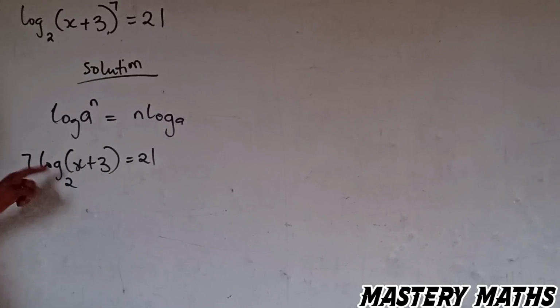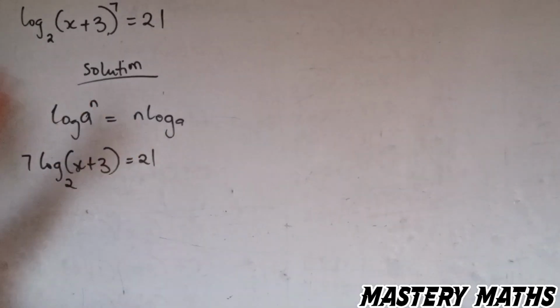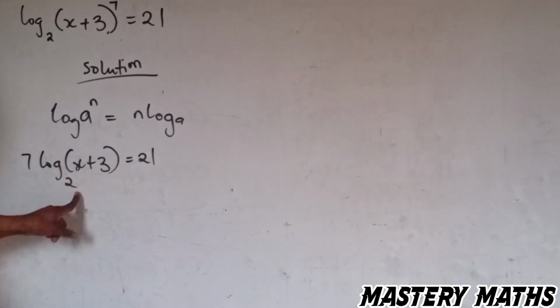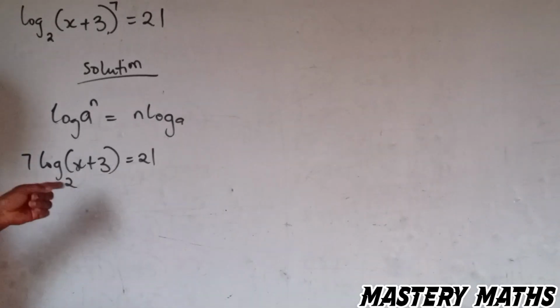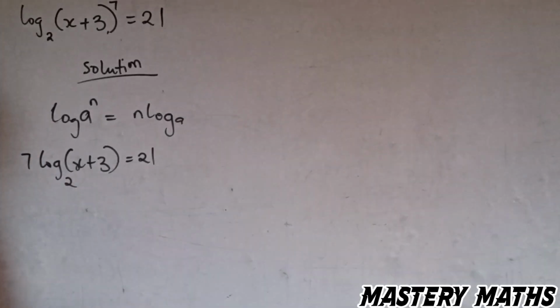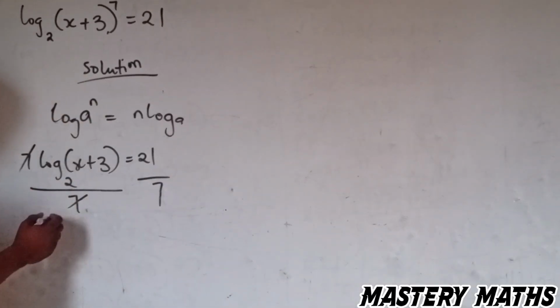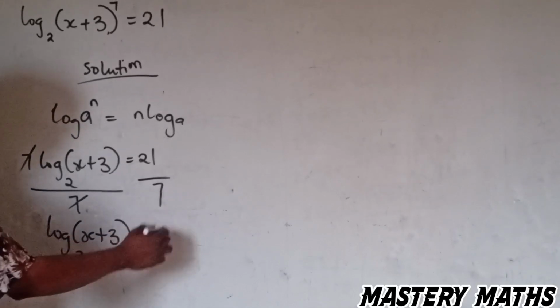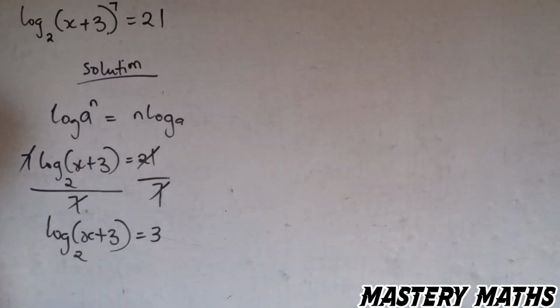And now we want the log₂(x + 3) to be alone. Now, how do we do that? In order to make it alone, the 7 that is attached here, we need to remove it. In order to remove that, we divide both sides by 7. 7 cancels this. So what's remaining now is log₂(x + 3) = 21/7, which is 3. Now what should we do?